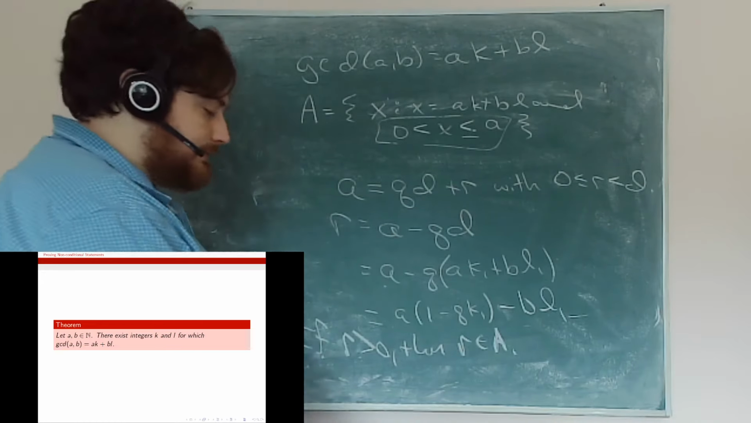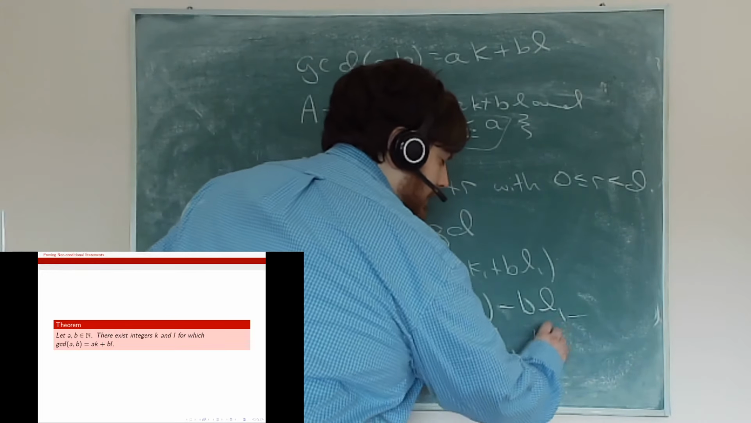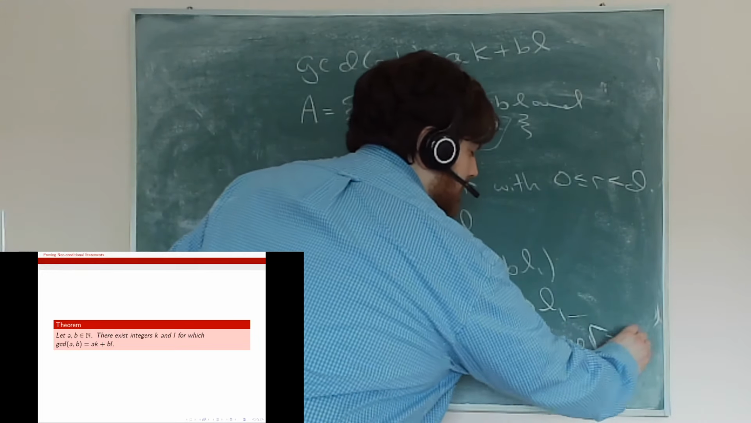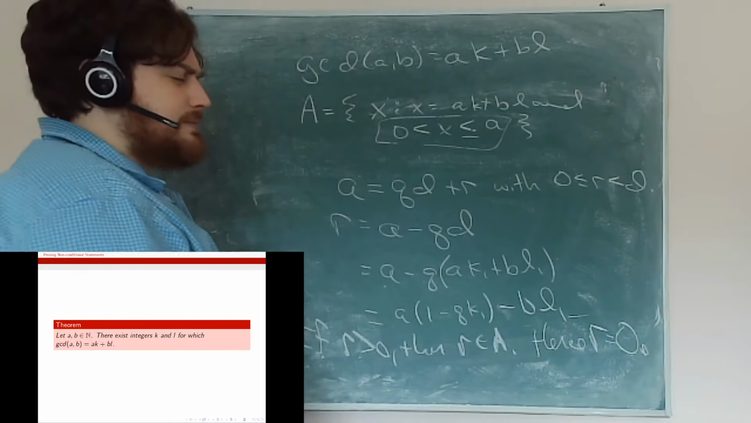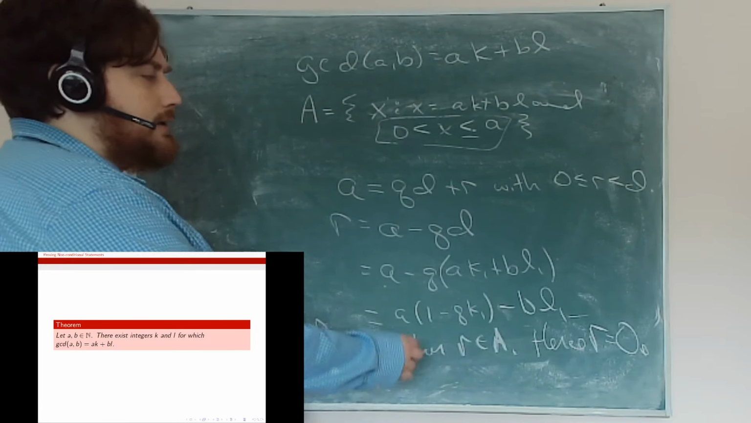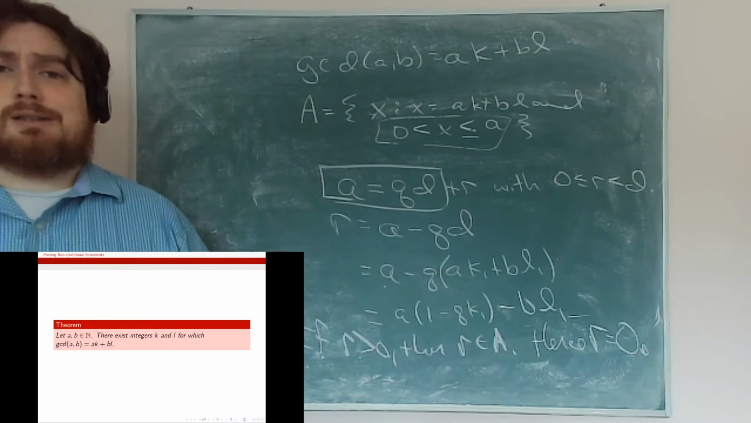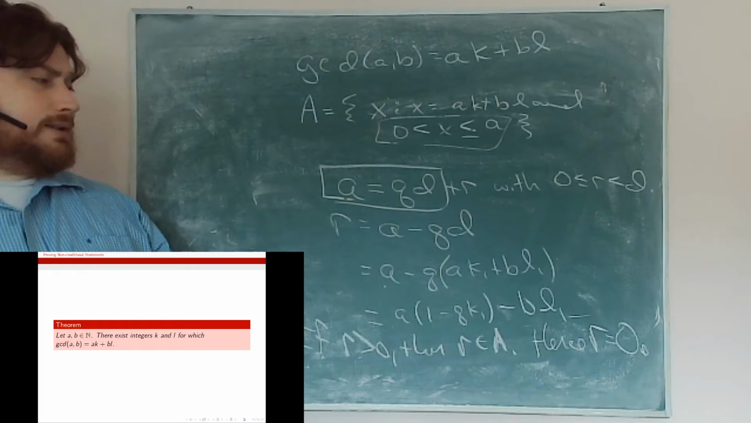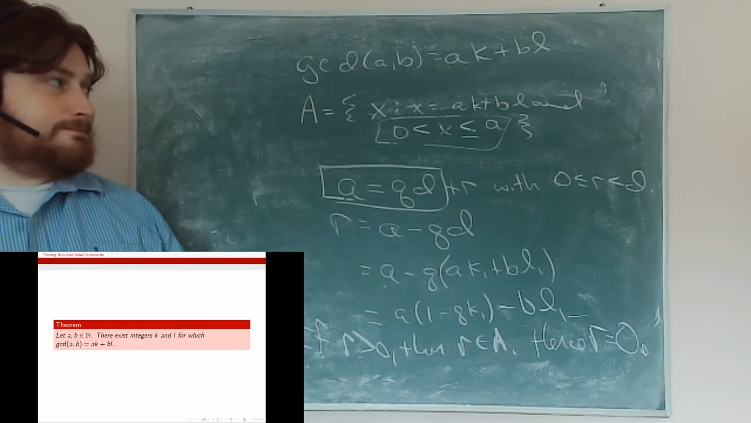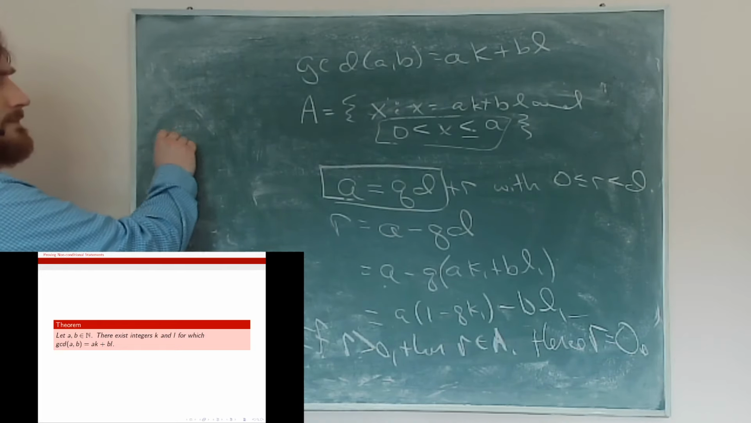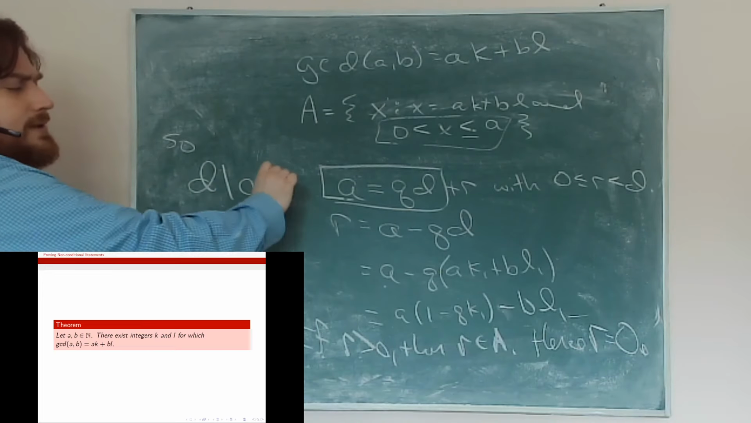Therefore, hence, R is equal to 0. But if R is equal to 0, notice that A is an integer times D, therefore D divides A. So I'll write that over. D divides A.